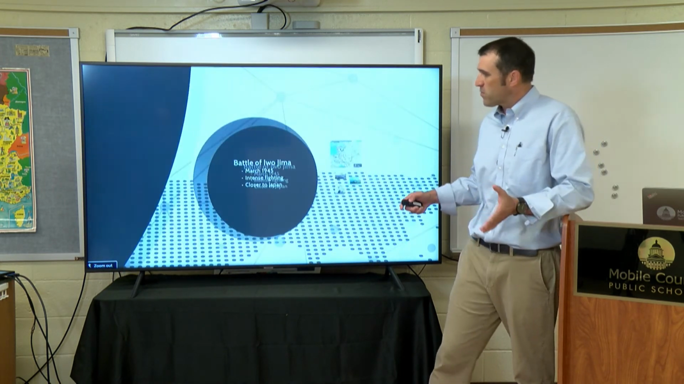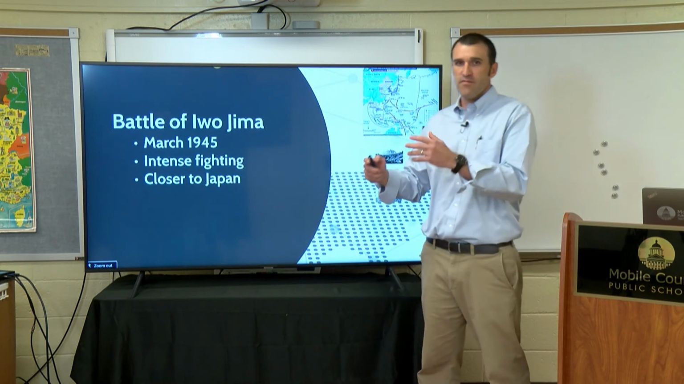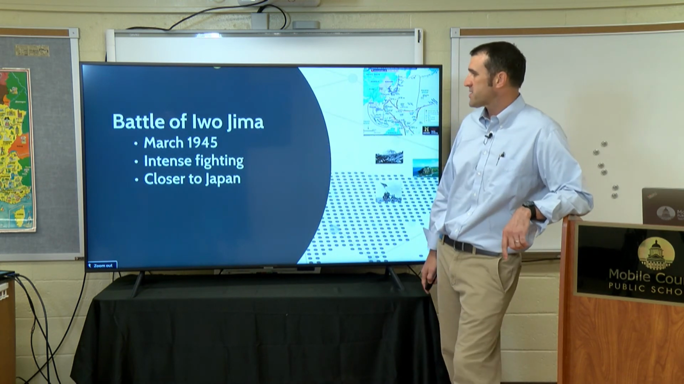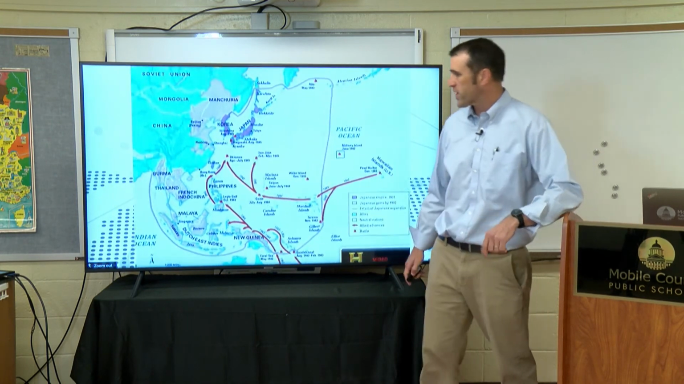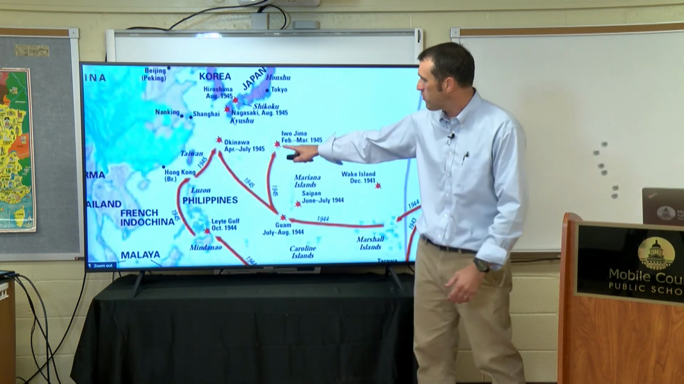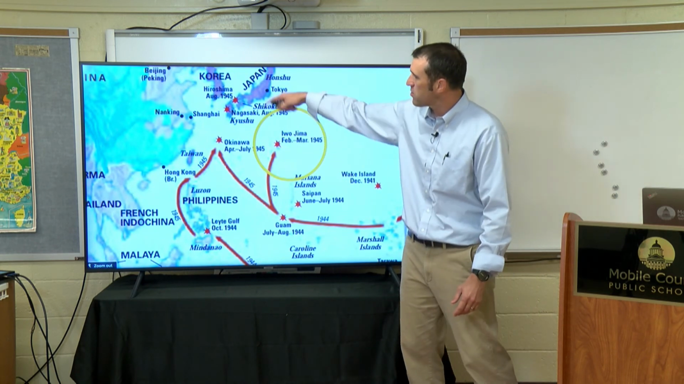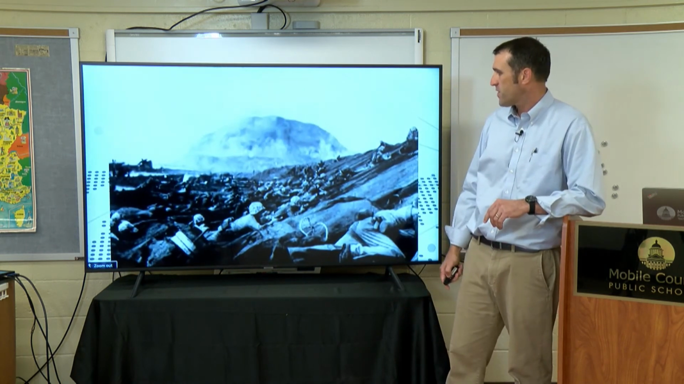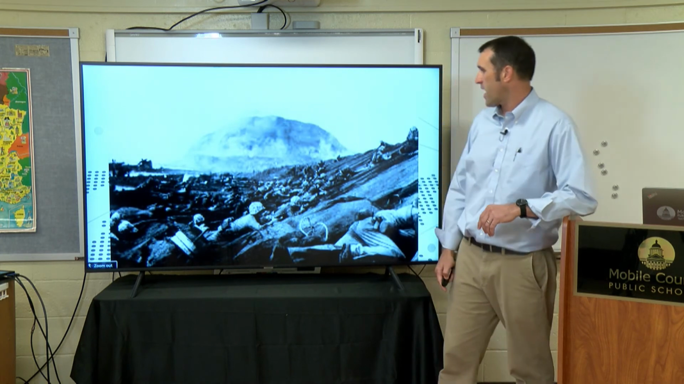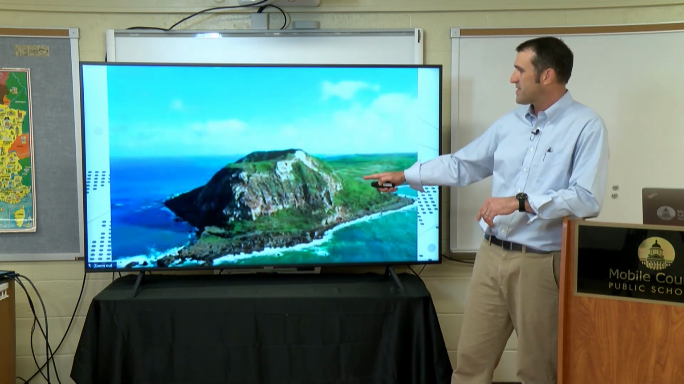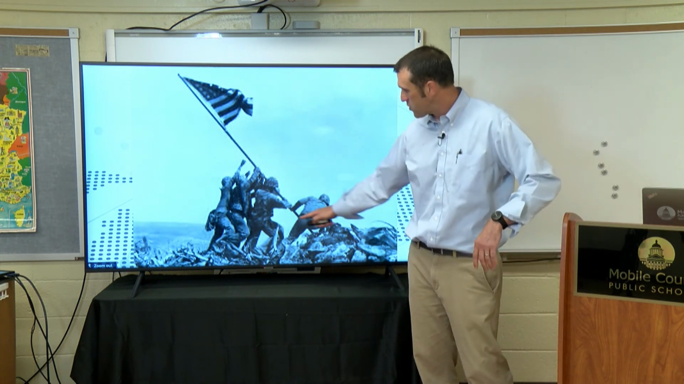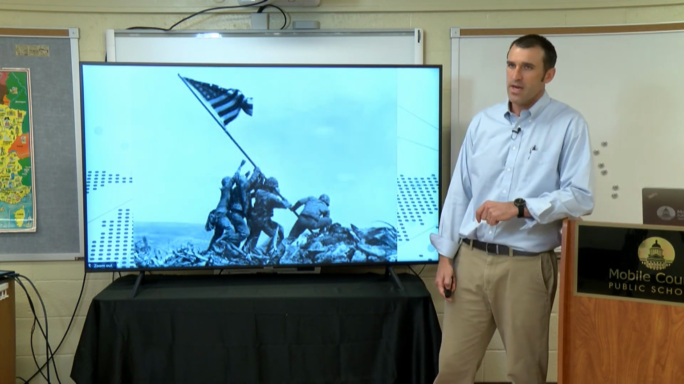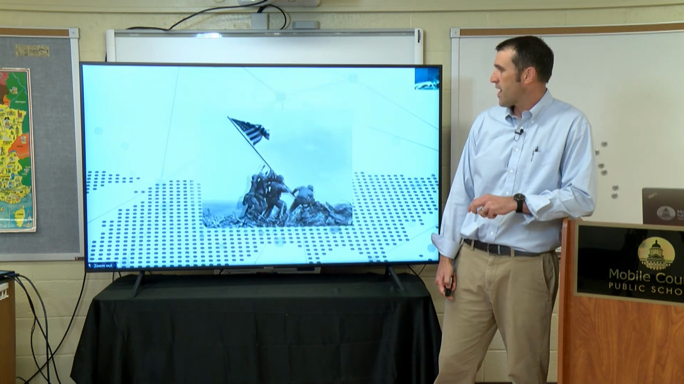The Battle of Iwo Jima, as they pushed in further towards Japan, March of 1945, intense fighting on this island. But the reason I want to bring it up is there's a significant photo. If you notice Iwo Jima, we're getting closer and closer to Japan itself. There's this big hill on the island of Iwo Jima. This is what it looks like today. One of the most famous, iconic photographs of World War II was the U.S. soldiers placing this flag at the top of that hill there on the island of Iwo Jima.